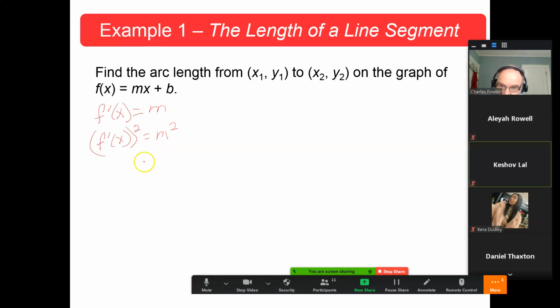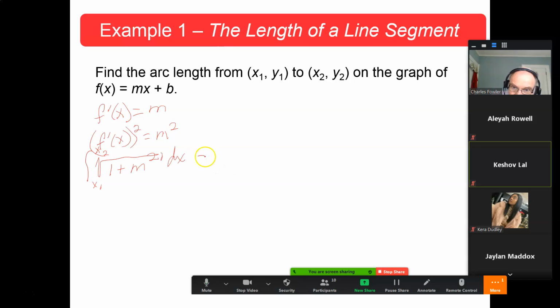Now, what do we do with that? We do 1 plus m squared, 1 plus f prime squared, and we take the square root of it. And then we do the integral of that square root dx. And we're going from x1 to x2, because those are the limits on the x, from this point to that point.